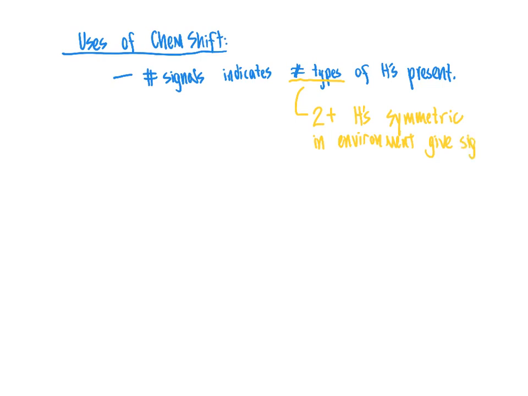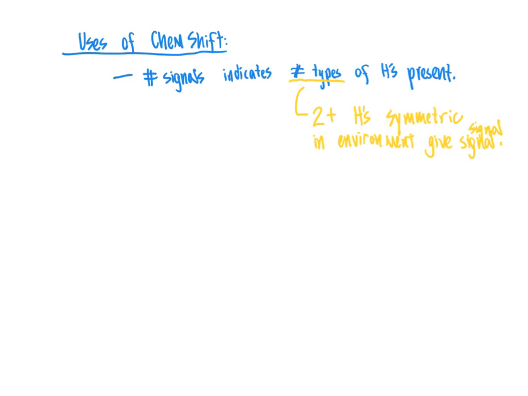Because in order for two protons to show up as a different signal, they have to be in a different chemical environment, meaning they have to have different electron donating or electron withdrawing groups nearby. And so if you have two protons that are completely symmetrical within the molecule in terms of their location, they can show up as a single signal. So it's going to show us the number of types of protons that are present.